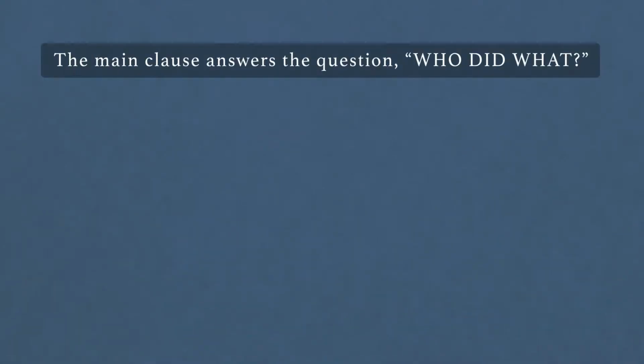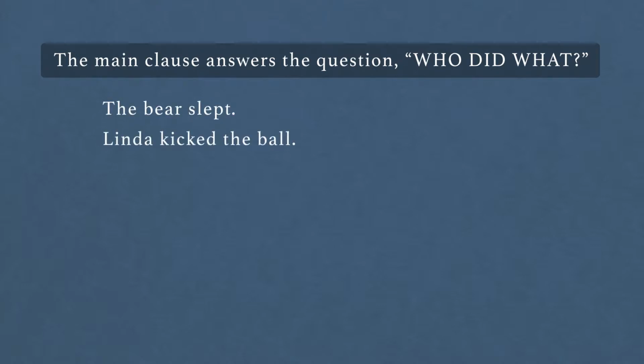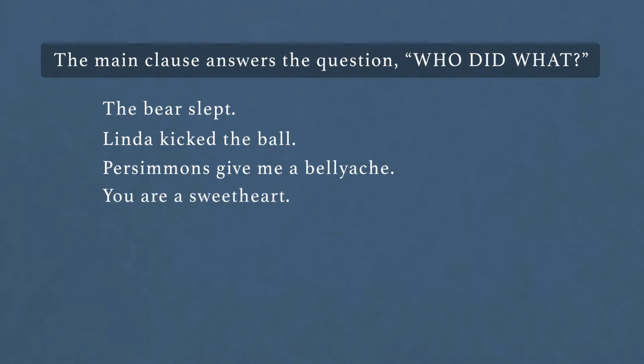And in this lesson, we're going to think about the main clause. The main clause is that part of the sentence that answers the question, who did what? That's a question your reader is always looking to answer. Your reader always wants to know who did what. So: the bear slept, Linda kicked the ball, Persimmons give me a bellyache, you're a sweetheart. Okay, these are all sentences that consist of a main clause and only a main clause.